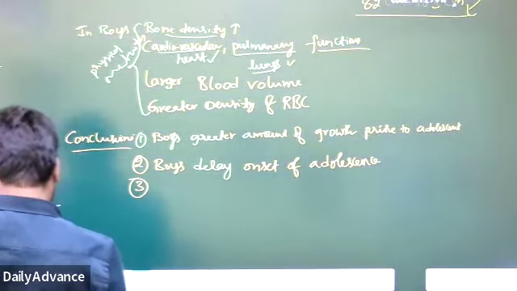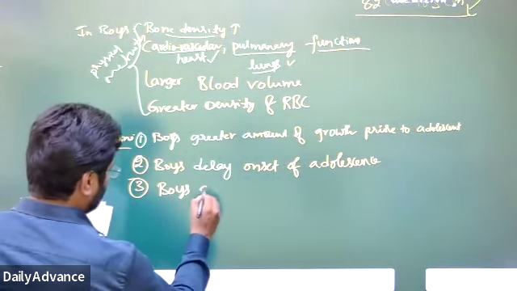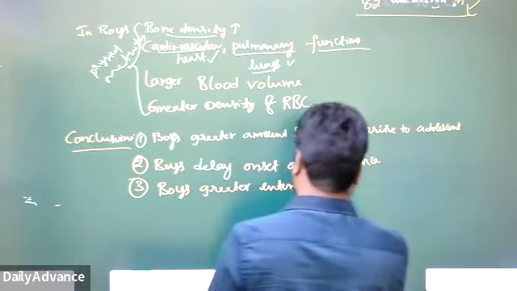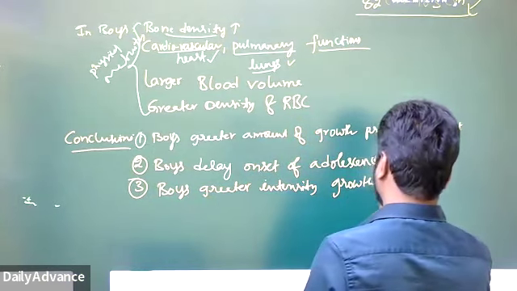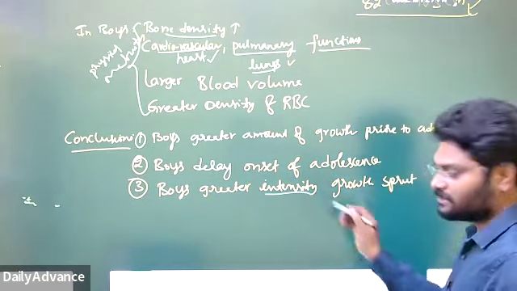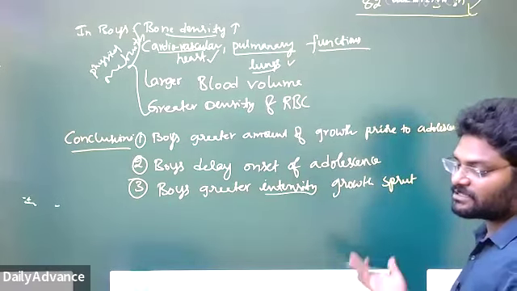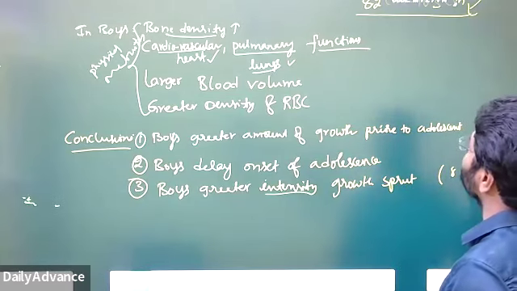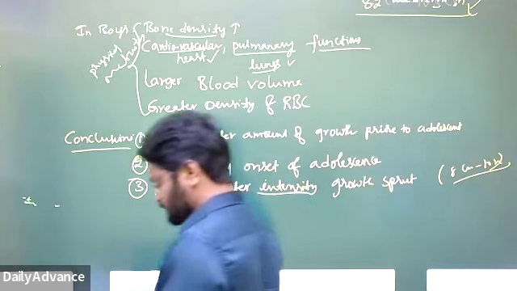And the third conclusion, boys have greater intensity of growth spurt. Greater intensity means so severe. That's why they are nearly 8 centimeters to 10 centimeters taller than the girls. Boys, after the end of adolescence, are 8 to 10 centimeters greater than the girls because they have a severe growth spurt.